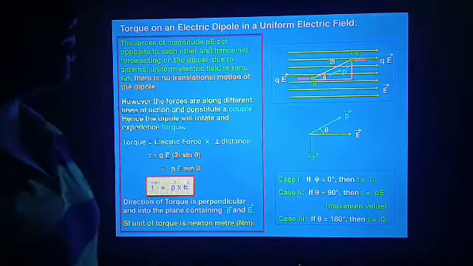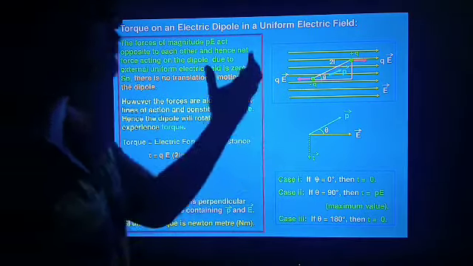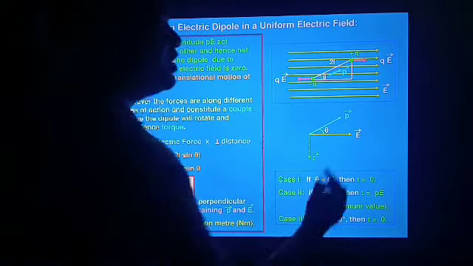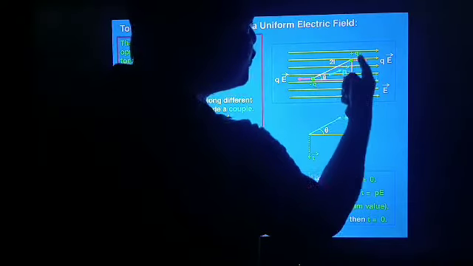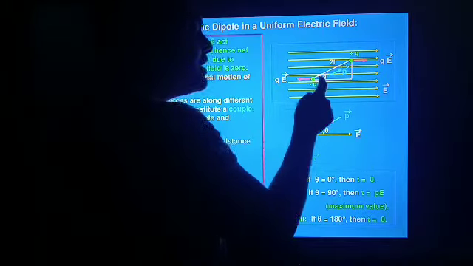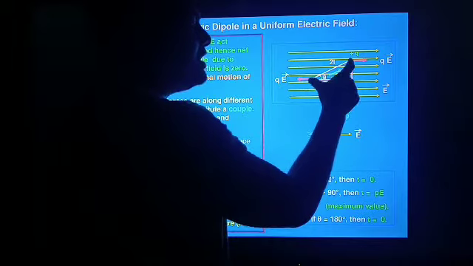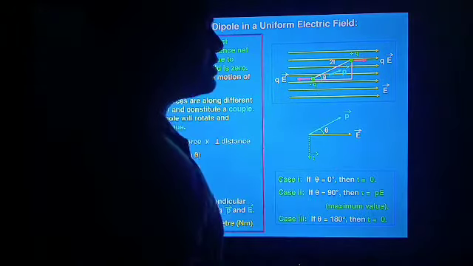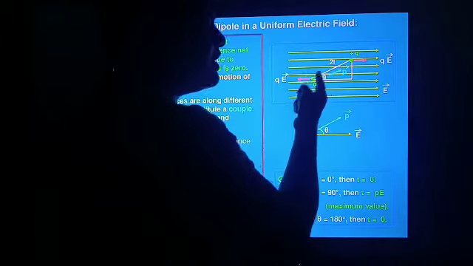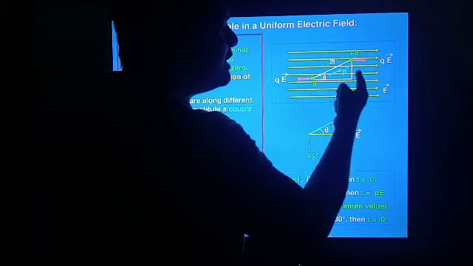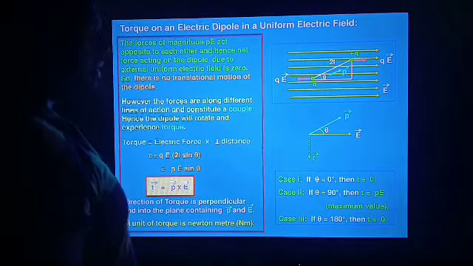What is the definition of torque? Torque is equal to the product of either of the forces and the perpendicular distance between the lines of action. So what is the line of action between these two forces? This line. We have to calculate this distance. This is theta, this is the hypotenuse, and this is the perpendicular. So sine theta is equal to perpendicular upon hypotenuse. So the perpendicular is equal to hypotenuse into sine theta. So the value of this distance will be equal to 2L sine theta.